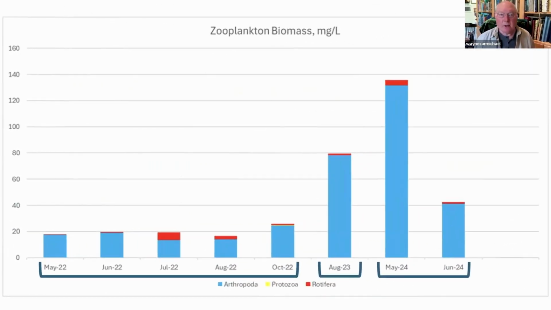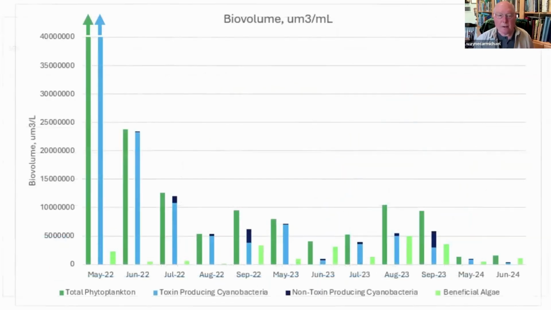Same thing with the zooplankton biomass. In this case, you notice that the arthropods compose most of that biomass, but they're the larger ones, the insects. They tend to be the ones that consume the rotifers and the protozoa. So back to that biovolume graph.